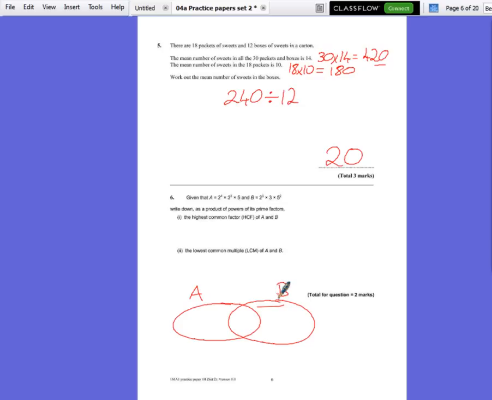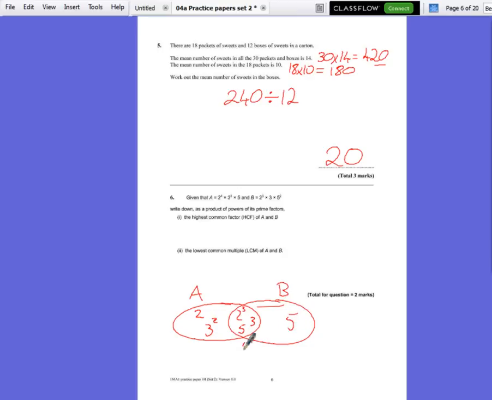They've each got at least 2 cubed in it, so we could put 2 cubed in the middle. They've each got a 3 in, and they've each got a 5 in. So we could put those in the middle. So in A, we've got another 2, because it's got 2 to the power 4, and we've got another 3 squared, because it's actually 3 cubed in there. And on this side, we're missing a 5, because B's got 5 squared in it.